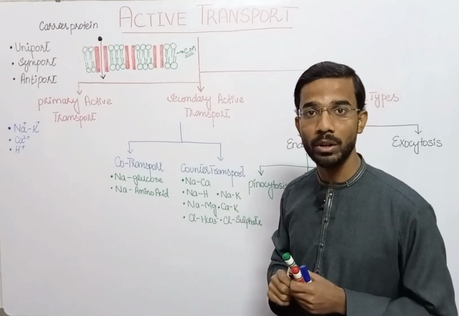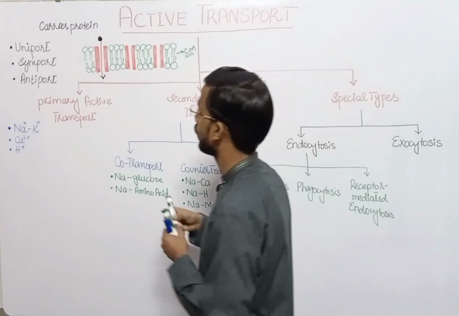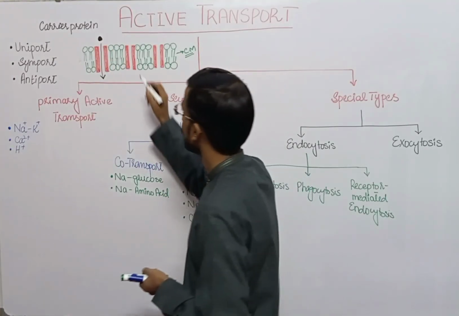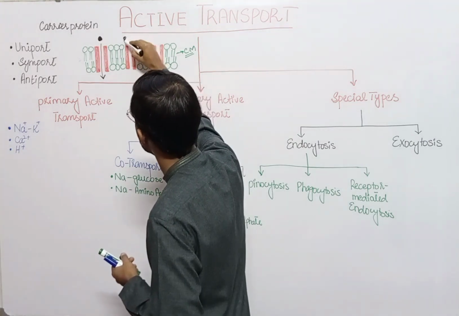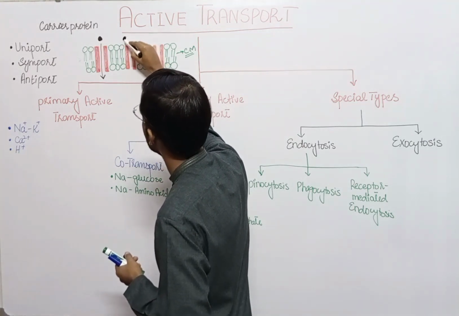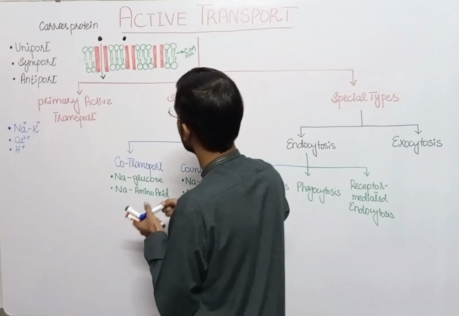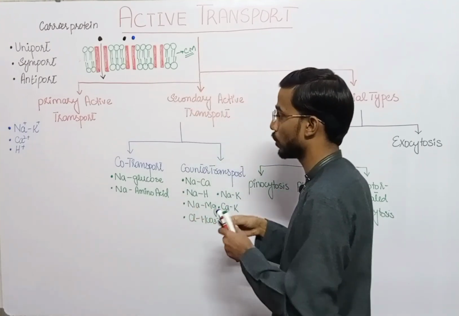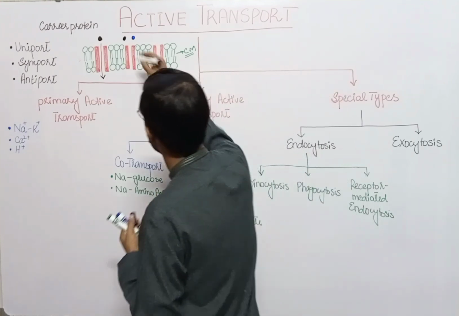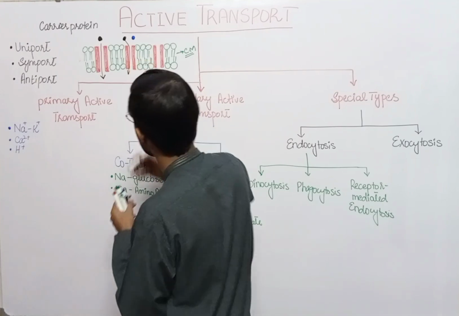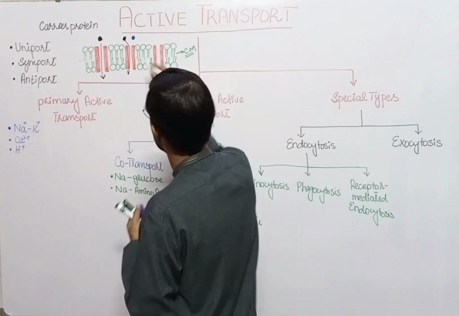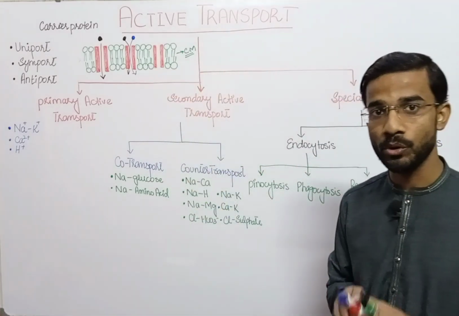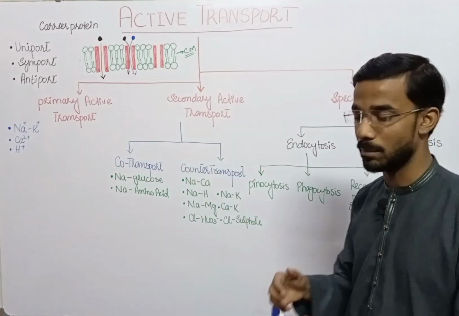This is called the Uniport or carrier protein. Next is the Symport, in which two different molecules move in the same direction. Here are two different molecules. They will move across the protein but in the same direction. So this is called Symport. In Symport, two different molecules move in the same direction.